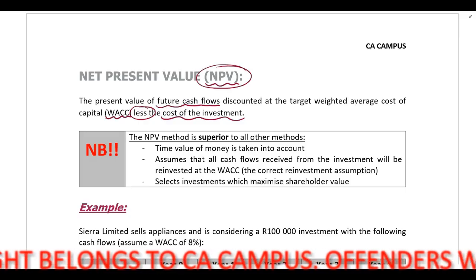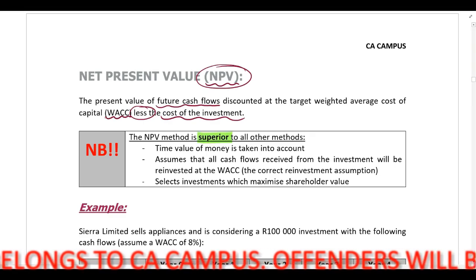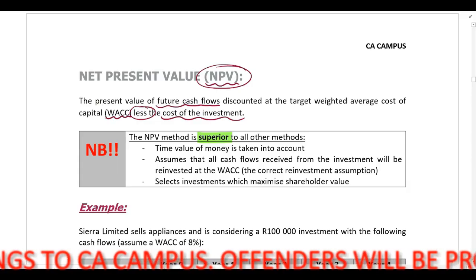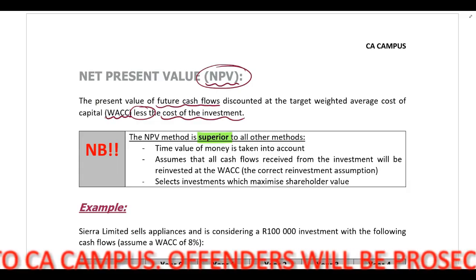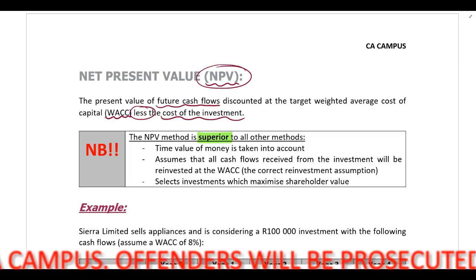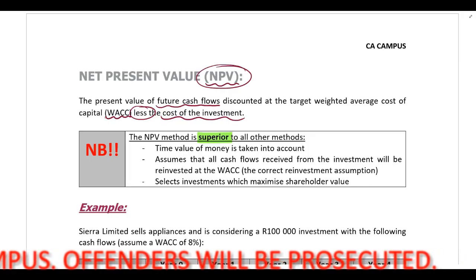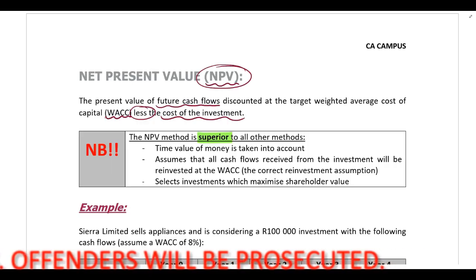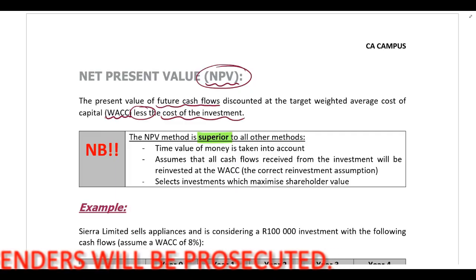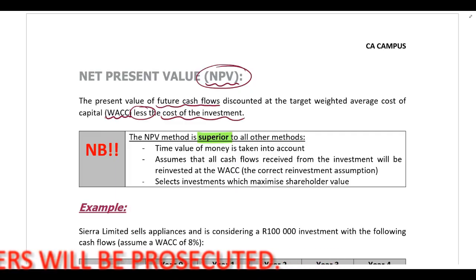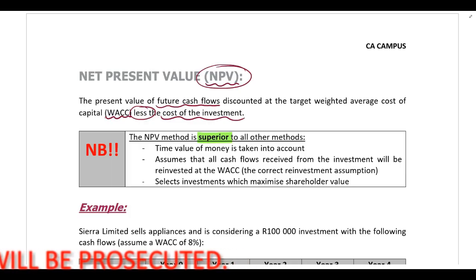Now, please note, guys, this method is superior to all other methods. So this is better than calculating the payback period, and it is also better than the internal rate of return method. Why is this method superior to all other methods? Firstly, it takes time value of money into account, which is very important when we are looking at long-term decision making. Second, it assumes that all cash flows received from the investment will be reinvested at the weighted average cost of capital, and this is the correct reinvestment assumption.